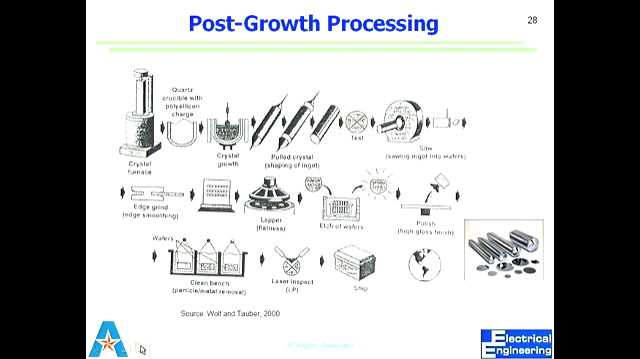So this is essentially the process where we have pulled the crystal, we dice it, we saw it, we grind the edge, we flatten the wafer, etch it to the desired thickness, polish it, and it comes out for the user, the rest of the world.